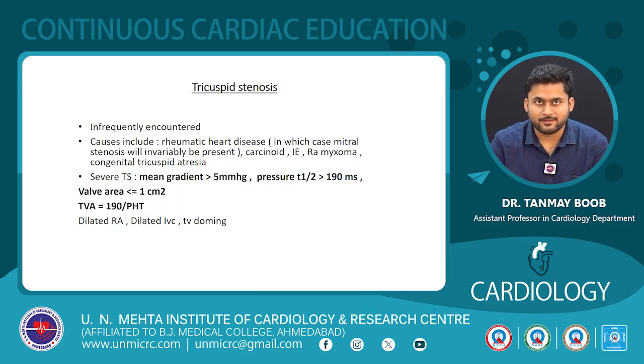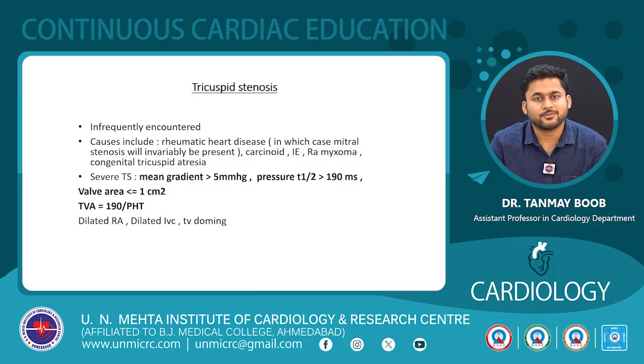So first, dealing with the first pathology, that is tricuspid stenosis, it is infrequently encountered. Most common cause being rheumatic heart disease, in which case MS will be invariably present. Other etiologies which can cause tricuspid stenosis are carcinoid, RA myxoma, infective endocarditis, and congenital tricuspid atresia.